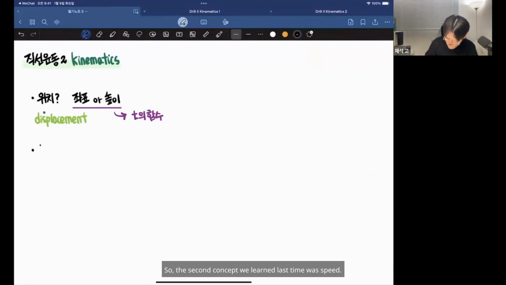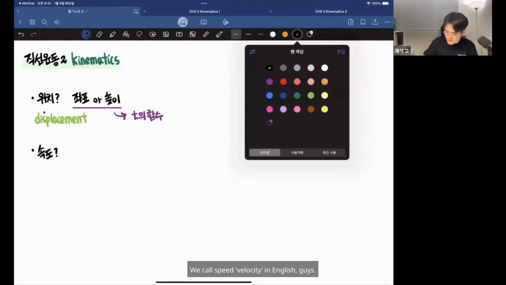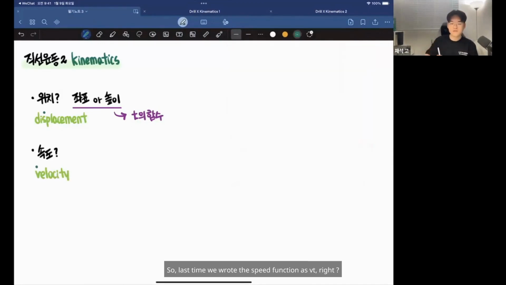So the second concept we learned last time was speed. We call speed velocity in English, guys. And we're going to use v for speed. So last time we wrote the speed function as v(t), right? Is this correct, guys? Shall we talk about the definition of speed? What's the definition of speed?